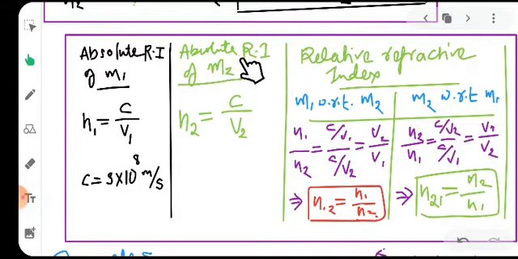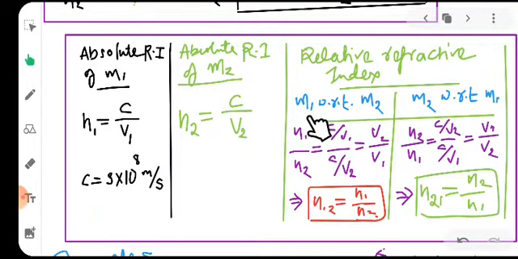So the absolute refractive index of material 2 can be also found similarly, which is n subscript 2 equal to c over v2. In a similar manner, we can go on ahead to define the refractive index of any material. Now we have n1, we have n2. What are these good for? To define the relative refractive index.